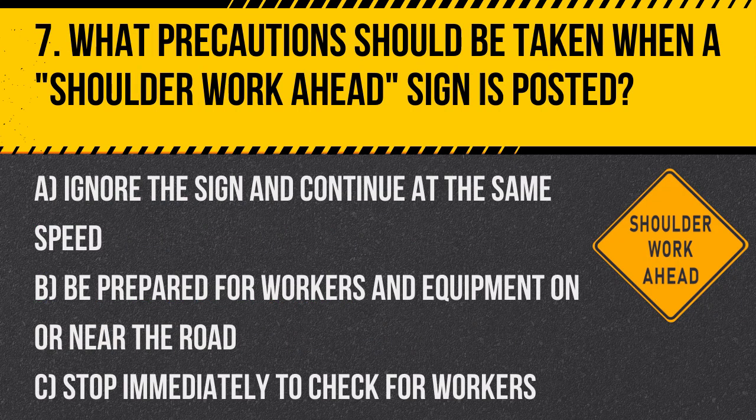Question 7. What precautions should be taken when a shoulder work ahead sign is posted? A. Ignore the sign and continue at the same speed. B. Be prepared for workers and equipment on or near the road. C. Stop immediately to check for workers. Answer. B. Be prepared for workers and equipment on or near the road. This sign warns drivers to be cautious and aware of road work ahead.